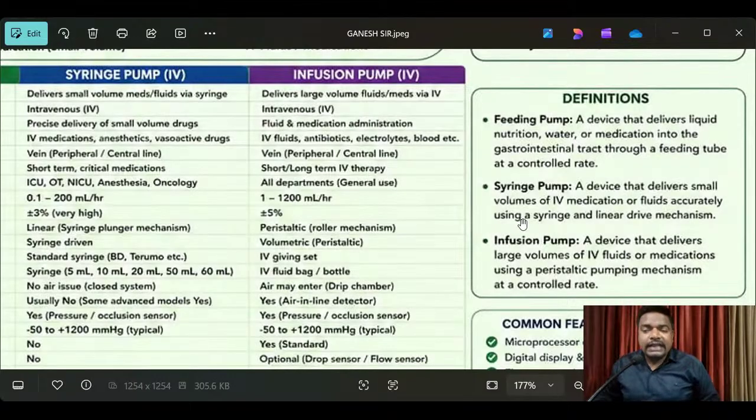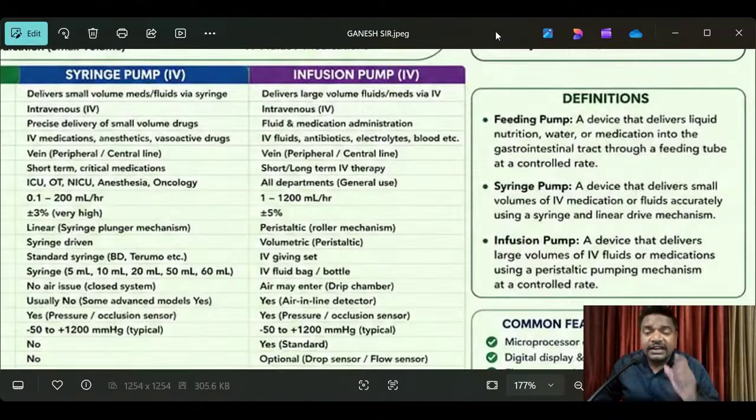Feeding pump. Next, syringe pump. Here I am giving definitions. For professional purposes you have to keep all things, but for understanding purposes, try to catch my points. That is the practical experience purpose. Practical point is different, theoretical point is different.